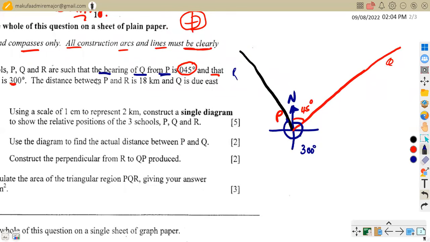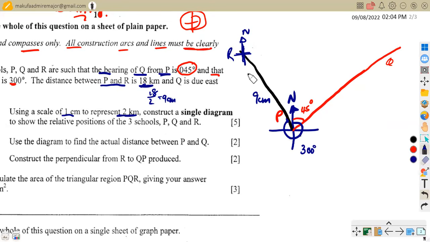But here we're given the distance between P and R is 18 kilometers. That is from P to R here, we are given distance 18, and we are given that using a scale of 1 centimeter to represent 2 kilometers. So we're going to divide this 18 divide by 2, which is going to give us 9 centimeters. So here we've got 9 centimeters. All right, so that means we are going to have our P here, our R here. There will be a North Pole at point R. So this is our R here. We are going to have our North Pole at this point like this.